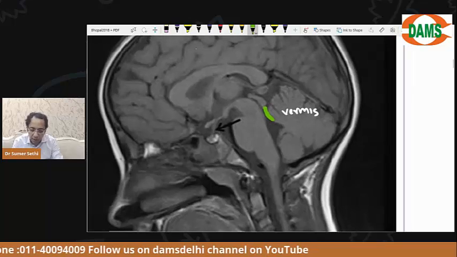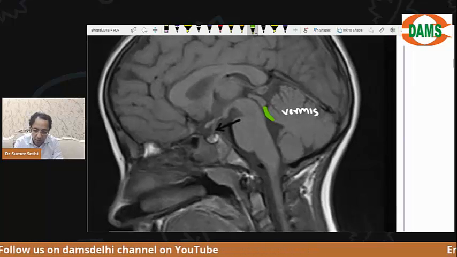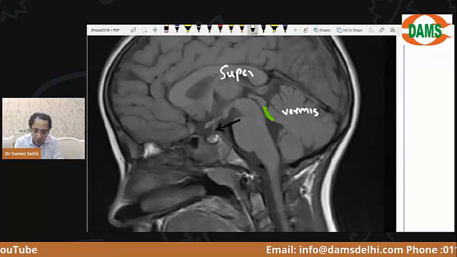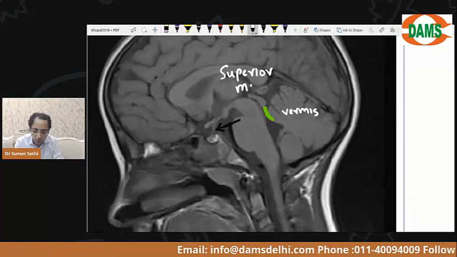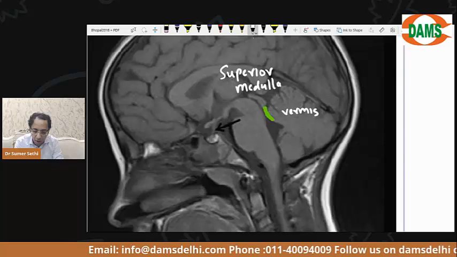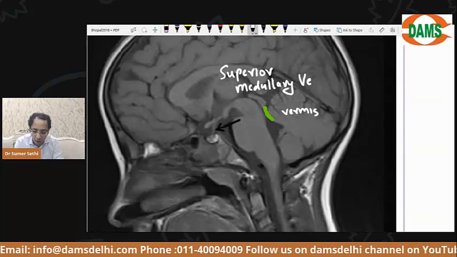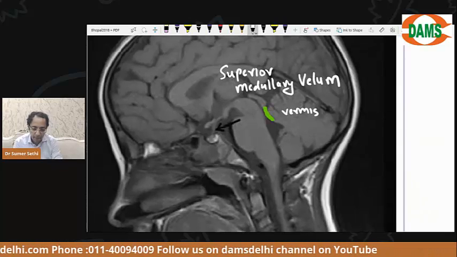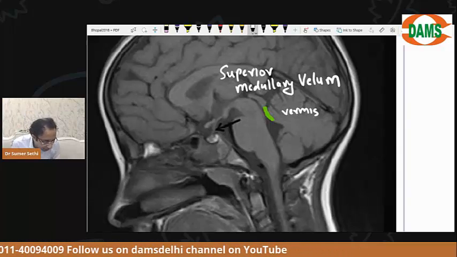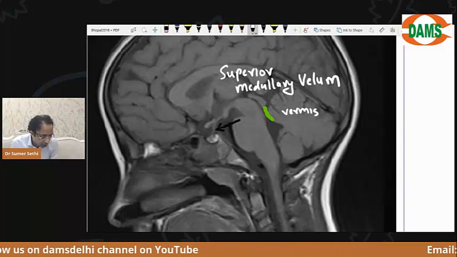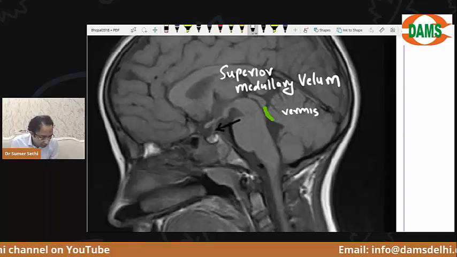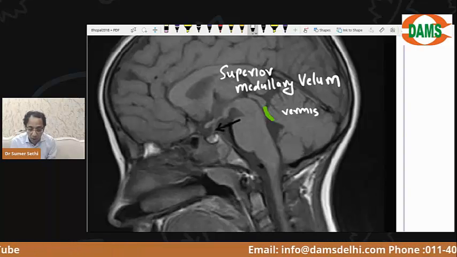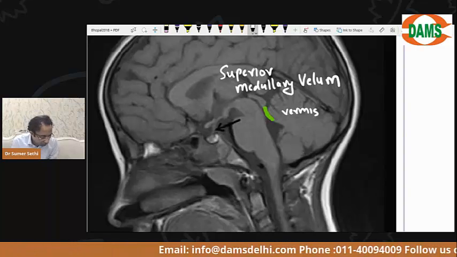That curtain is called as, anybody knows? Superior medullary vellum. Okay, that curtain is called the superior medullary vellum. Okay, do you remember this?